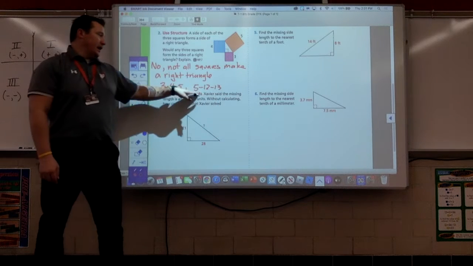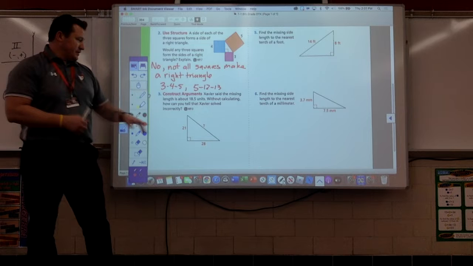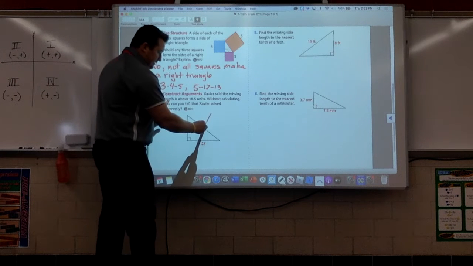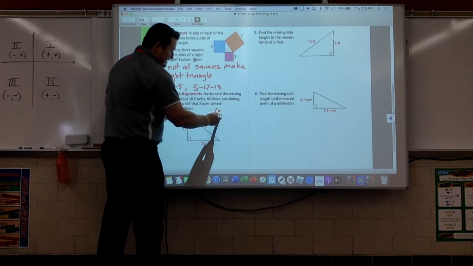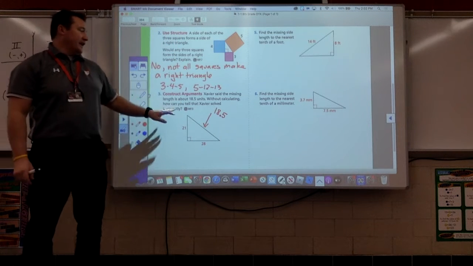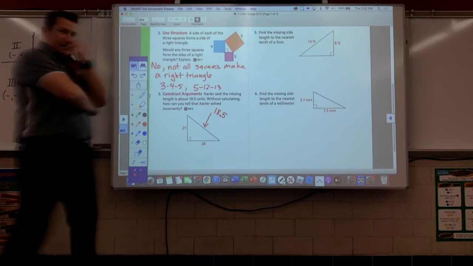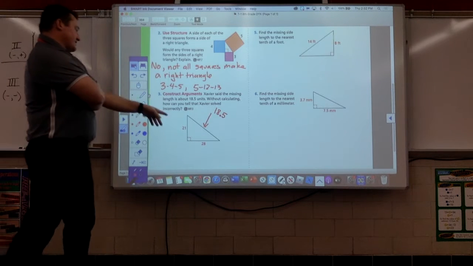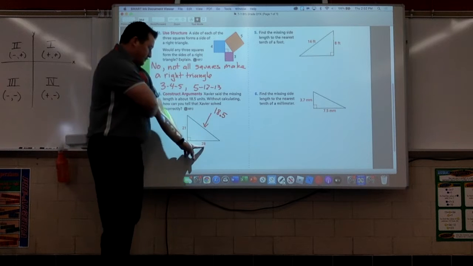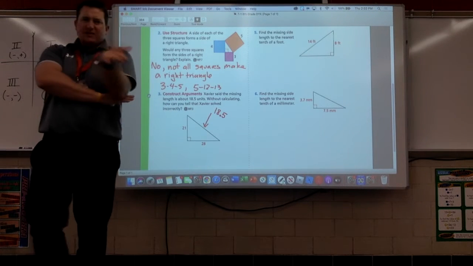Okay. Question 3. Xavier said the missing length is about 18.5 units. So he says this missing length right here is 18.5 units. Without calculating, how can you tell that he solved the problem wrong? Well, you look at it. So there's a side length here of 21, 28, and he says this one's 18.5. Why is he wrong?